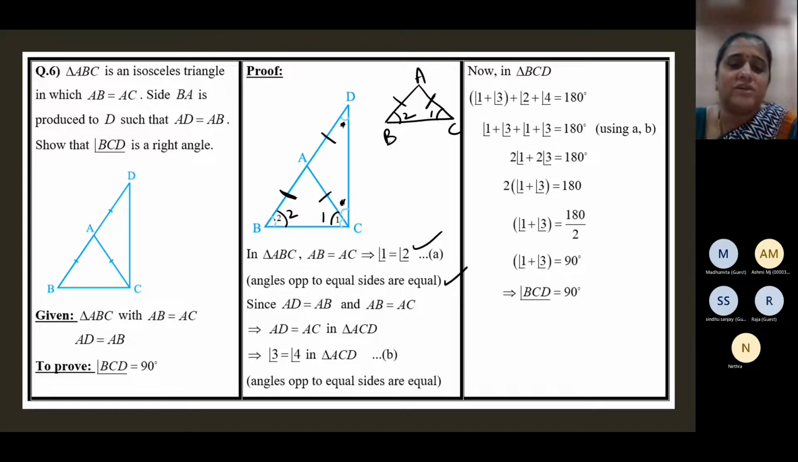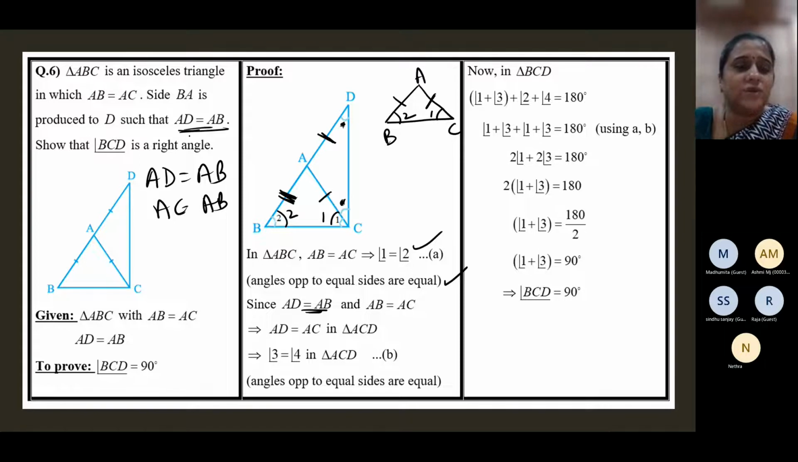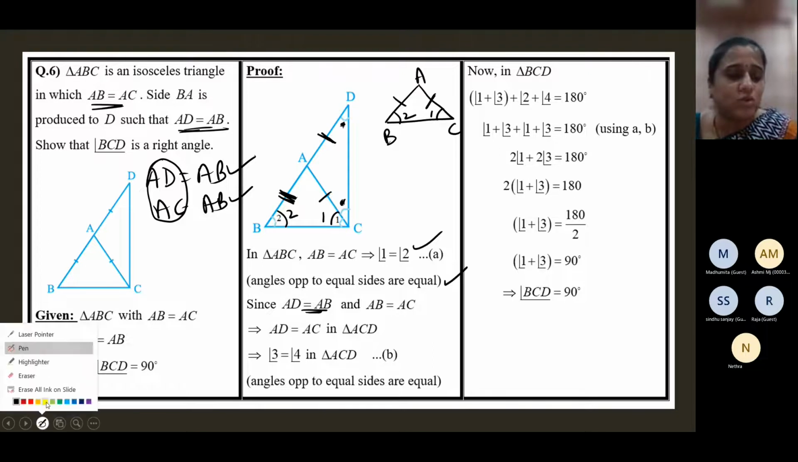Now, since AD is equal to AB, see here AD is equal to AB. That means we have two results. Write it like this: AD is equal to AB and AB is equal to AC. See here, these two results. So that means you get a new result: AD is equal to AC. Comparing these two, you get a new result.